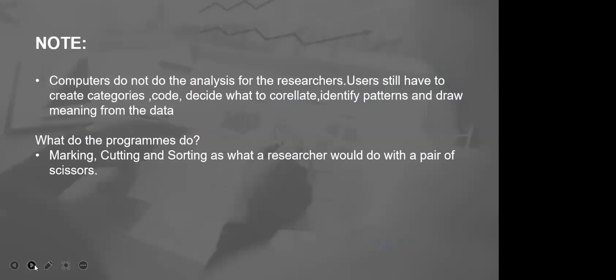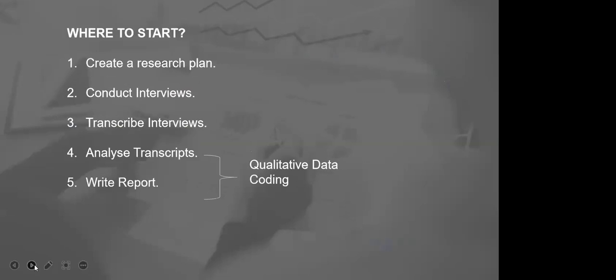We've already discussed what to note, how the computer programs will assist you, and what they will do for you. So where do you start when you want to do your qualitative data coding? You come up with a research plan, as always with all research work, and then you conduct your interviews or questionnaires. When conducting your interviews, it might be in audio or video form, so you'll need to transcribe the interviews. That's the most important part, where you need to have it in a written Word document so that you're able to upload them as documents in the software.